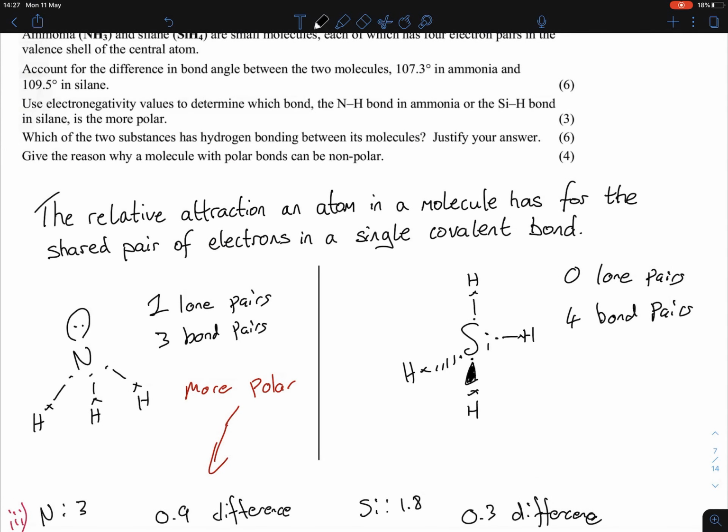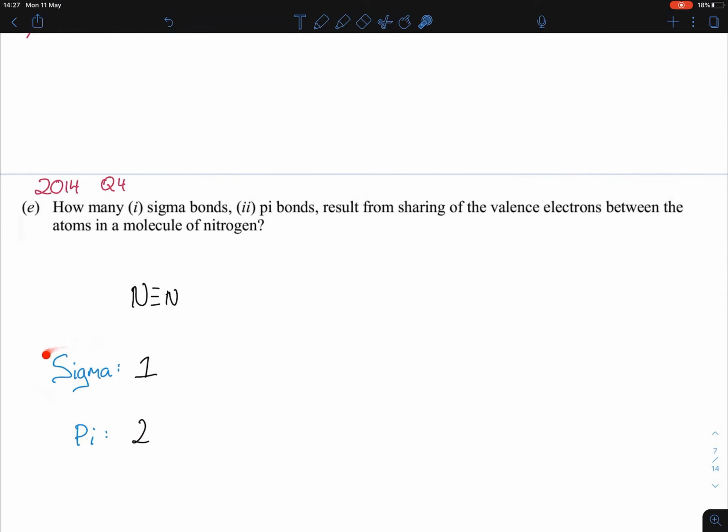Now, next one, 2014 question 4. You're asked how many sigma bonds and how many pi bonds result from sharing valence electrons between atoms in a molecule of nitrogen. A molecule of nitrogen is going to be N2, and it's going to have a triple bond. That's the hard part. As soon as you know how many bonds are present, you just apply the rules. All you have to do is learn it off, to be honest, and I only recommend my students learn it off. For any triple bond, it would have 1 sigma and 2 pi.